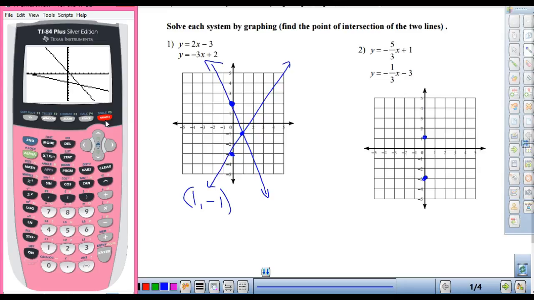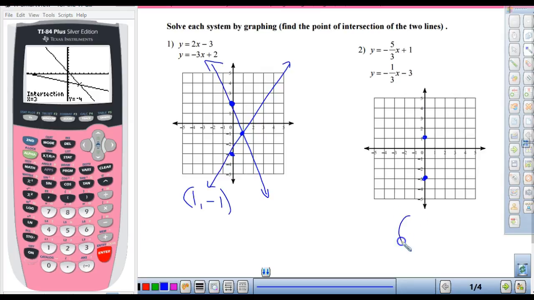All right. So now if I want to find my solution, I hit second trace 5, and then it's enter 3 times. Enter, enter, enter. And in order for you to have your answer, it's got to say intersection right here. Okay, remember if it says first curve, second curve, or guess, you got to hit enter again. So it says intersection. Where's my intersection? 3, negative 4.